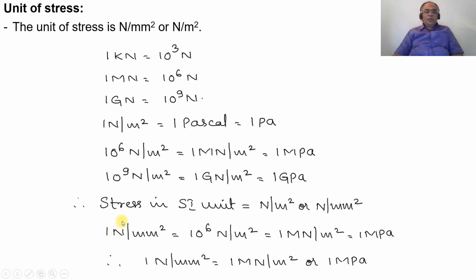In other words, 1 Newton per mm square can be written directly as 1 MPa. Therefore, 1 Newton per mm square is equal to 1 meganewton per meter square, which is also equal to 1 MPa.